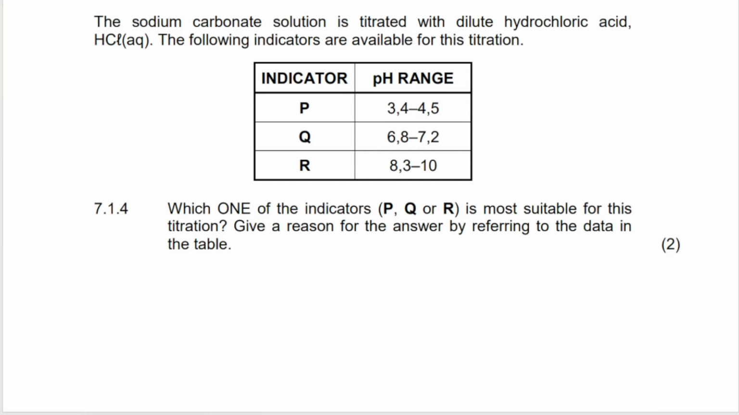But 7.1.4 says which one of the indicators, P, Q, or R, is most suitable for this titration. Okay, now let's read carefully. It says the sodium carbonate solution, Na2CO3, is titrated with dilute hydrochloric acid. These two are titrated against one another, and we have the indicators that are available.